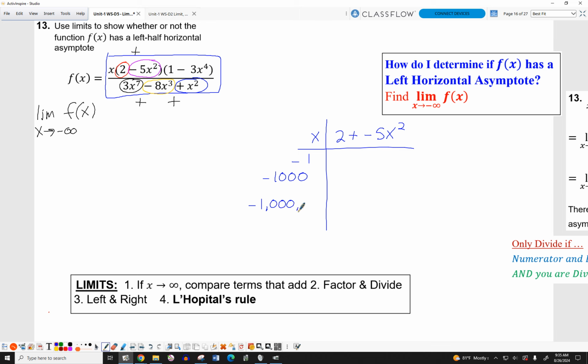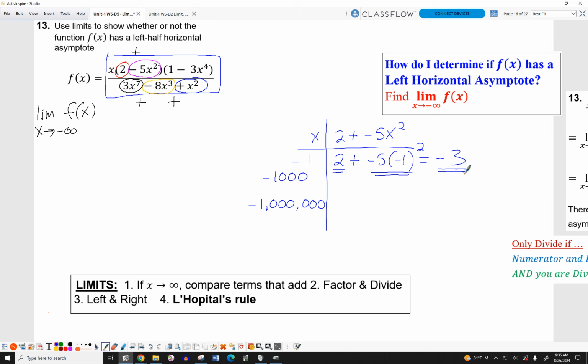So the x is becoming increasingly negative. For this one, you're going to have 2 plus negative 5, and then the x is negative 1, and that's squared. So that's really going to end up just being negative 3. So the 2 and the 5x squared both contributed significantly to the final result. Does everybody understand what I mean so far?